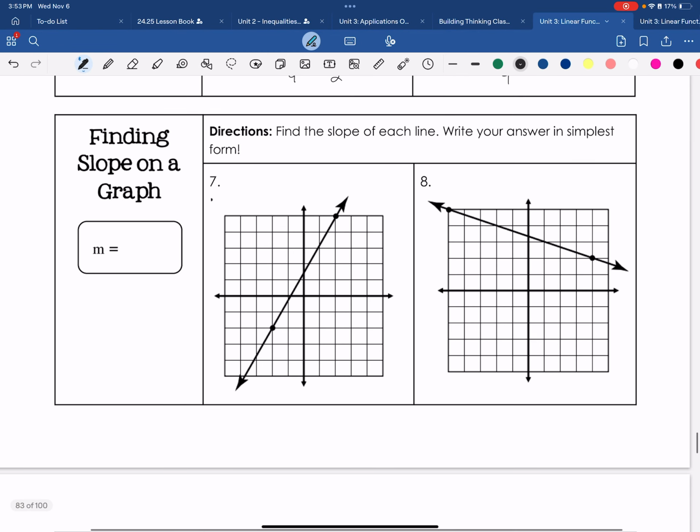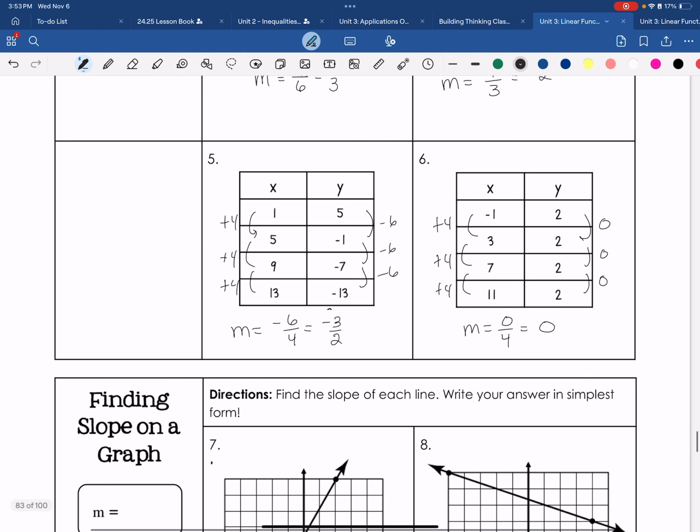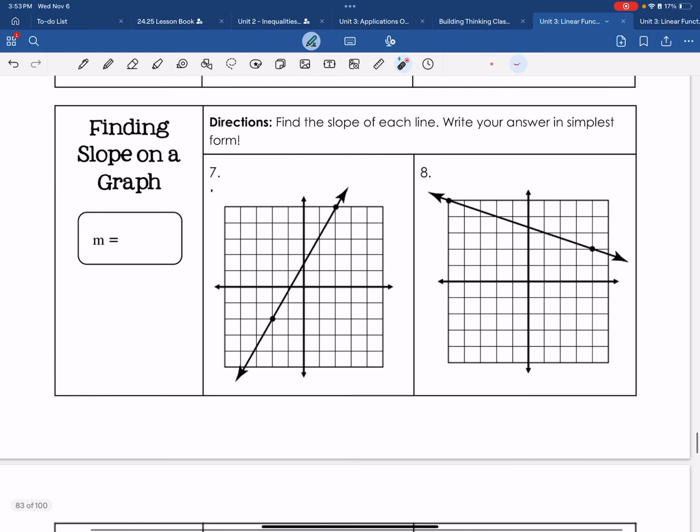All right, so last class we talked about rate of change and finding slope, and we looked at it with a table, and we looked at the change in y. So last class we were saying how are my y's changing with how my x's are changing, and we're going to do the same thing now but with a graph.